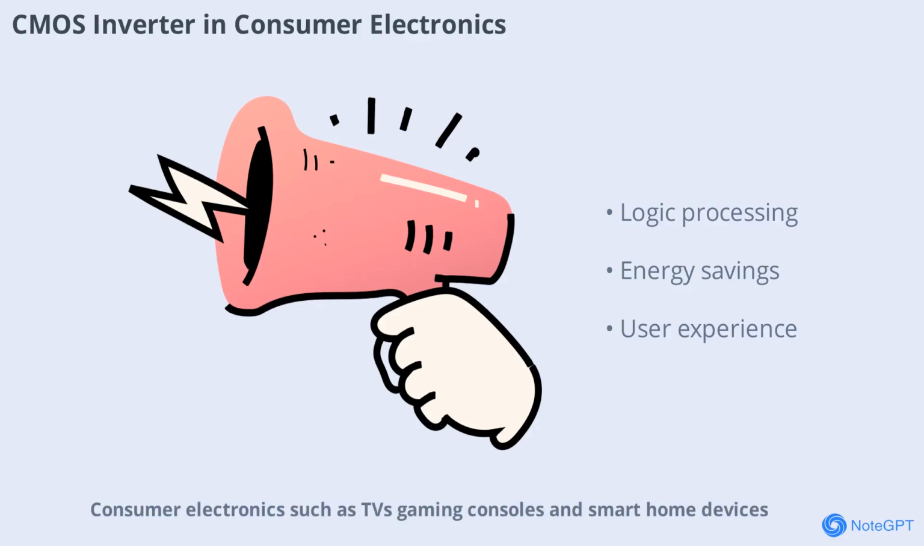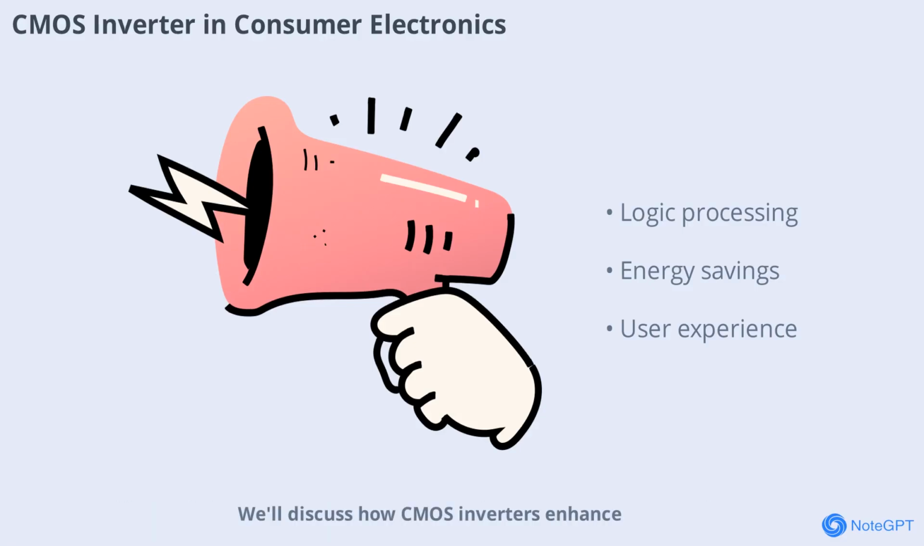Consumer electronics such as TVs, gaming consoles, and smart home devices use CMOS inverters for logic and signal processing. Their efficiency supports responsive performance and energy savings. We'll discuss how CMOS inverters enhance the user experience in consumer products.